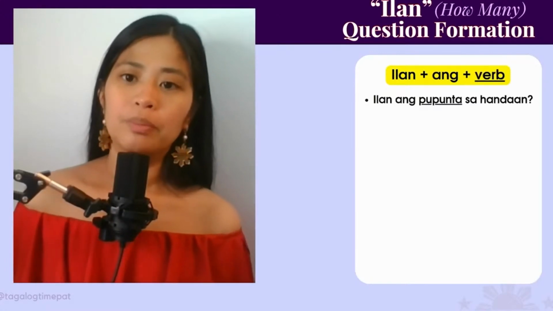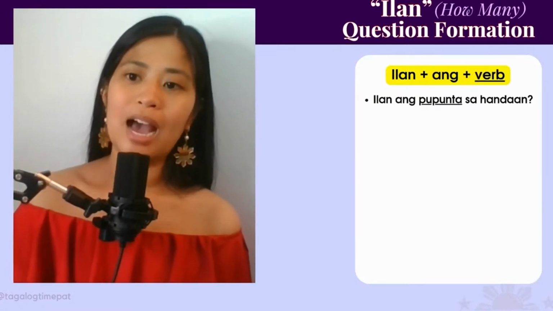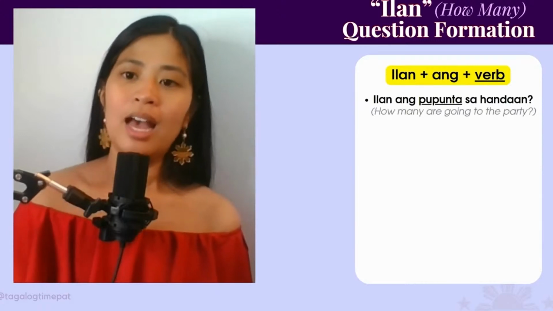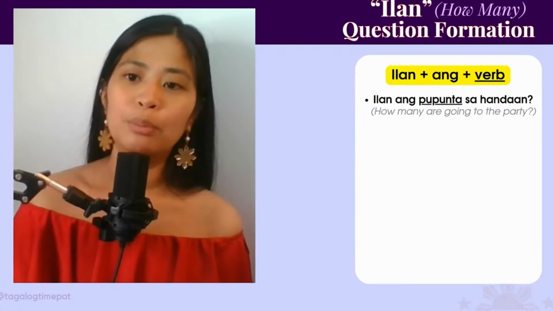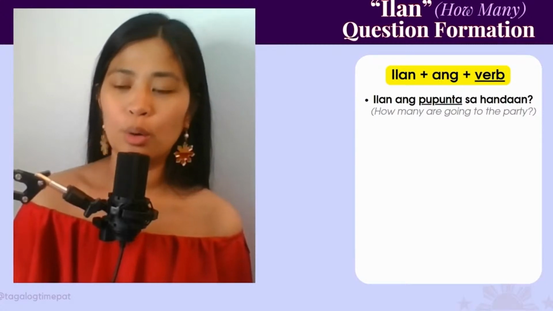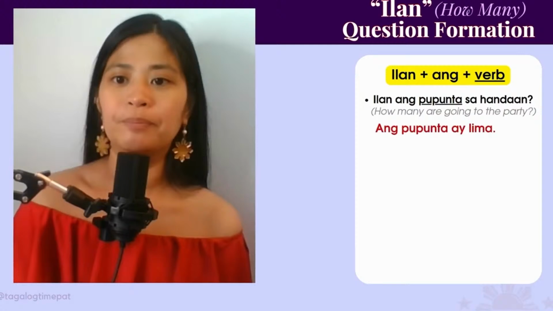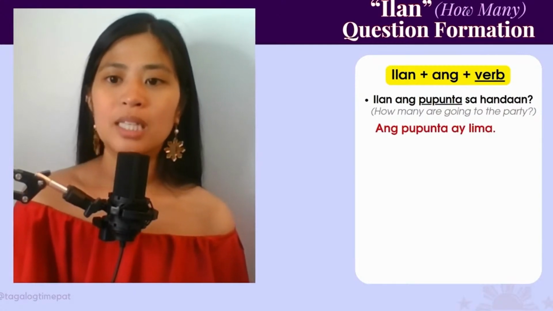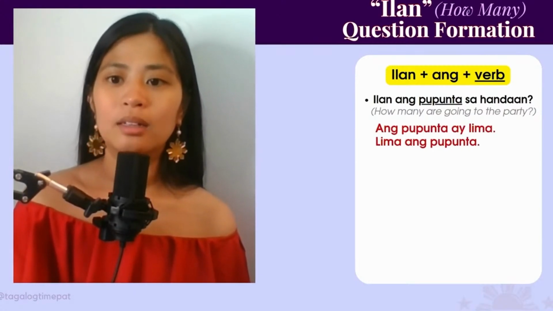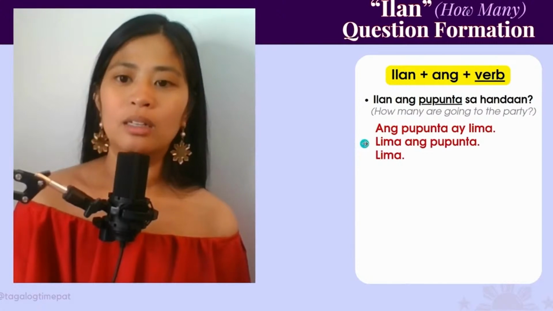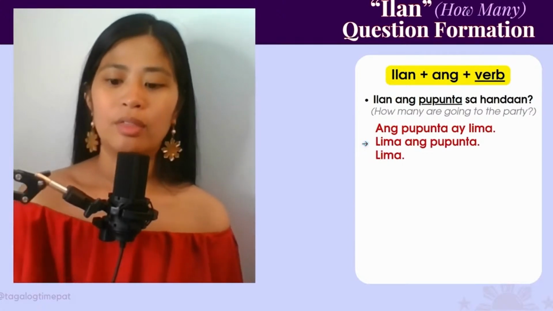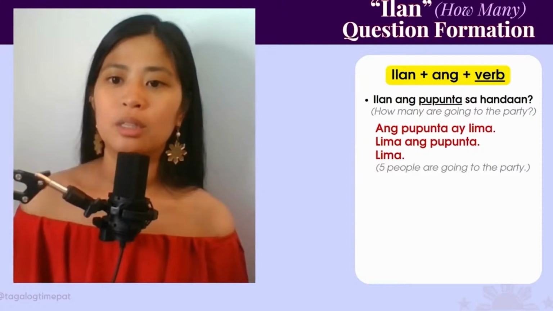All right, next, ilan ang plus a verb. Ilan ang pupunta sa handaan? How many are going to the party? Ilan ang pupunta? Pupunta is the verb meaning to go. So, ilan ang pupunta sa party? The response is, ang pupunta ay 5. Or 5 ang pupunta. Or 5. I would say the second one. 5 ang pupunta. 5 people are going to the party.